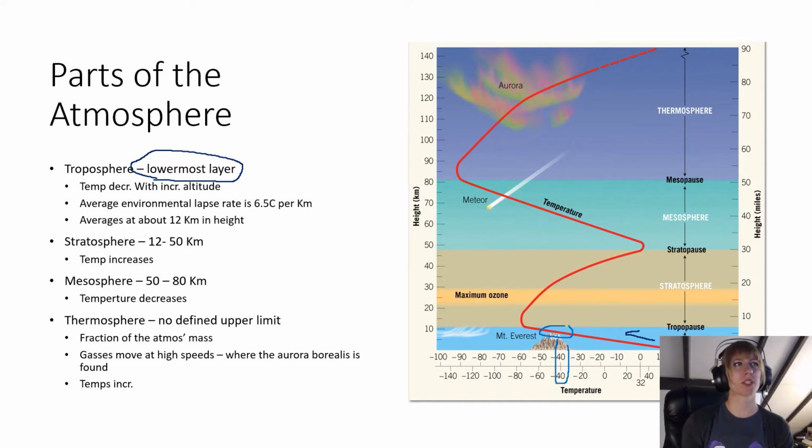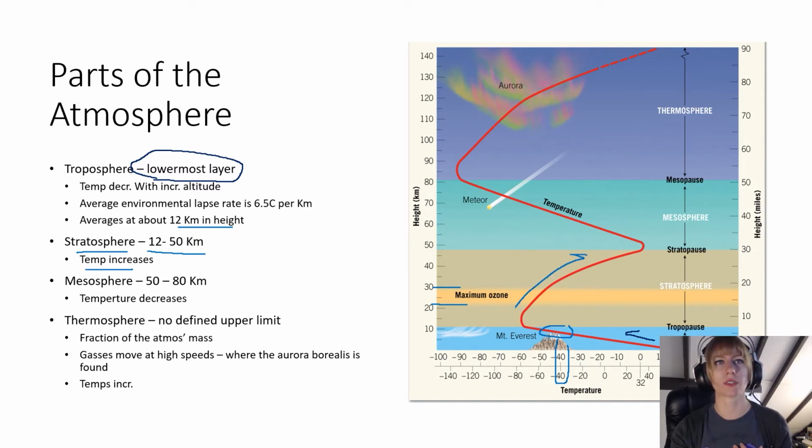But then when we get up to the stratosphere, so the average environmental lapse rate is 6.5 Celsius per kilometer for the troposphere, which averages about 12 kilometers in height. The stratosphere is 12 to 50 kilometers. That's how big it is. Up here is where the maximum ozone is, and most of it is in the stratosphere. After this, we don't have any more ozone protection. In here, temperature increases with height.